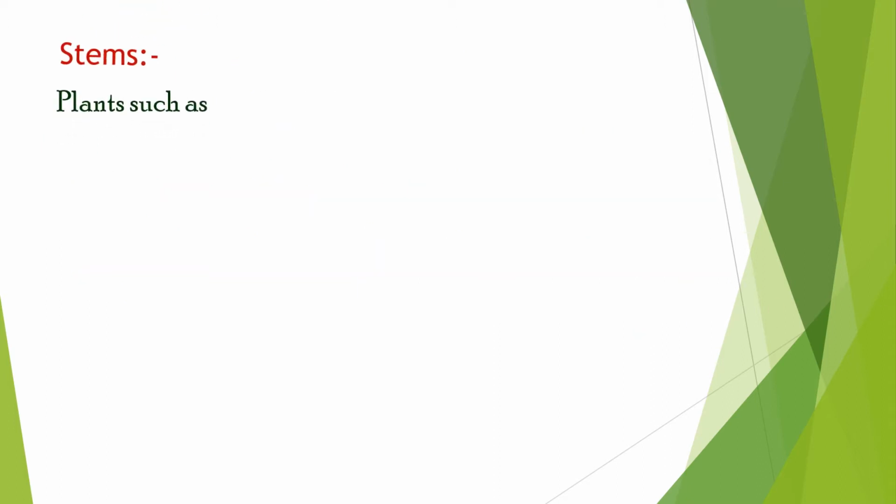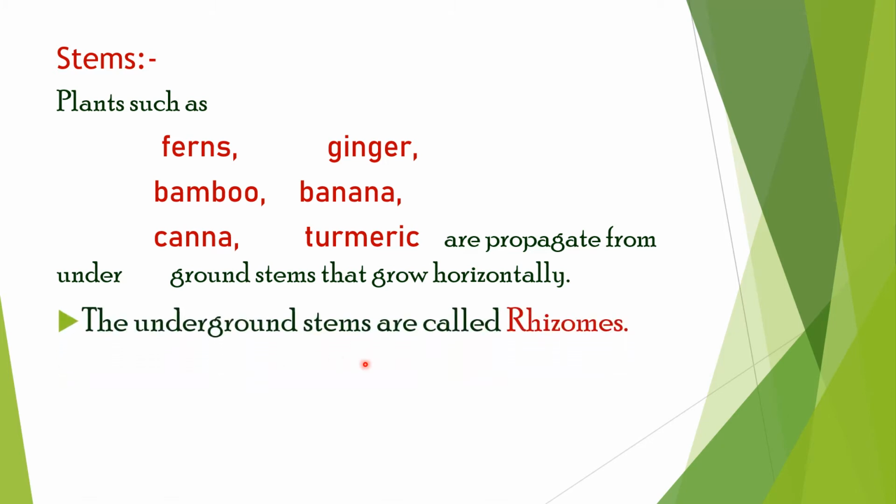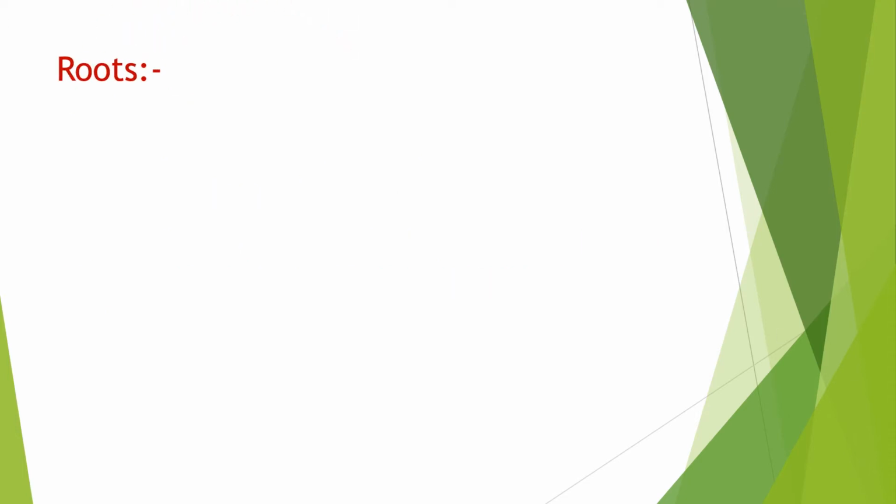In vegetative propagation, how do plants grow through the stems? Plants such as ferns, ginger, bamboo, banana, canna, turmeric are propagated from underground stems that grow horizontally. The underground stems are called rhizomes.